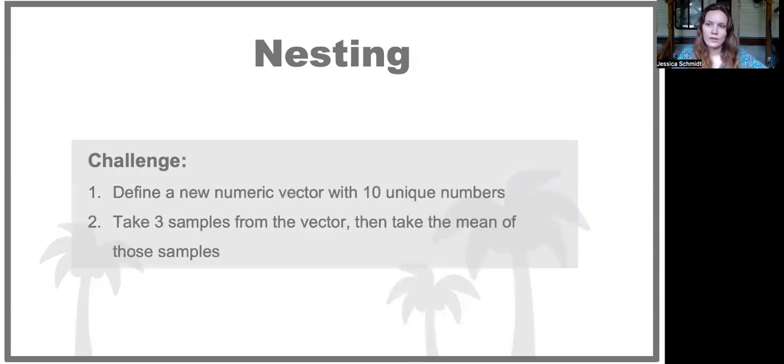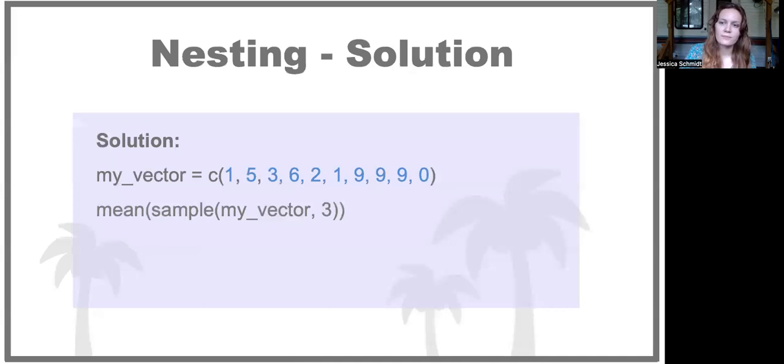Okay, and here is your challenge for function nesting. We will go over the solution for this one together. So please read over the challenge and see what you can do. I would like you to please define a new numeric vector with 10 unique numbers. And then in one line of code, take 3 samples from the vector, then take the mean of those samples. And after you've done that, we'll look at the solution together.